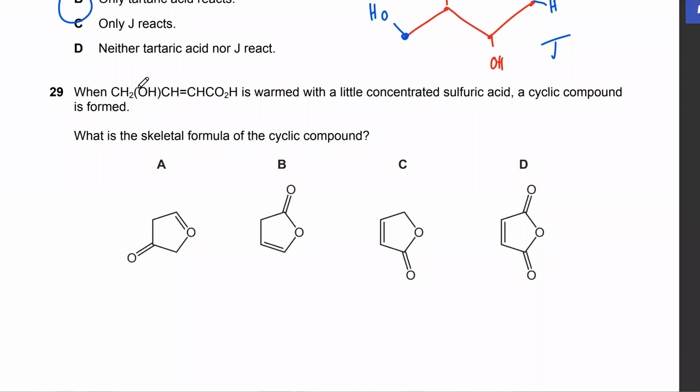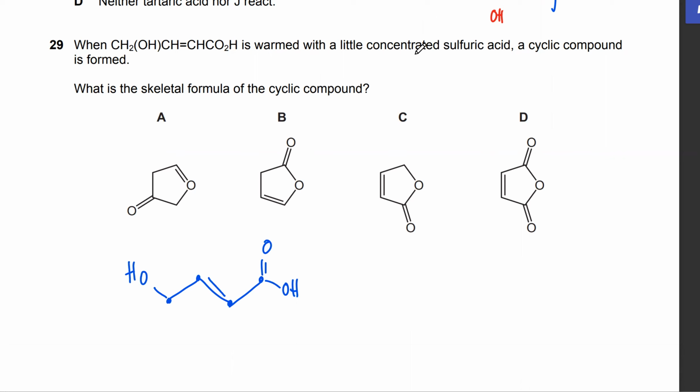You have got an alcohol. I'll just draw the skeletal formula. That's 1 carbon, 2 carbon, 3 carbon, 4 carbon. So that's 1, 2, 3, 4. The end one is a carboxylic acid, right? And the first one has an alcohol, OH group. And there's a double bond between the middle carbon atoms, right? So he's saying it forms a cyclic compound. So you've got an alcohol and you've got a carboxylic acid.